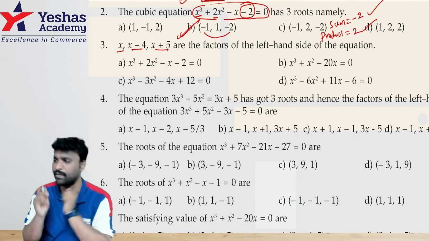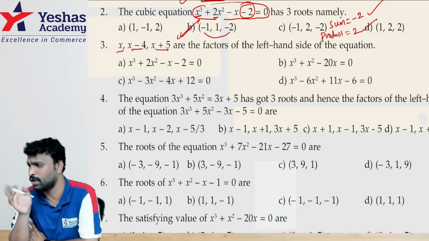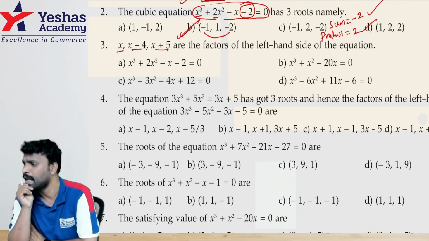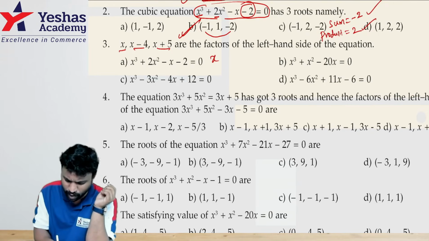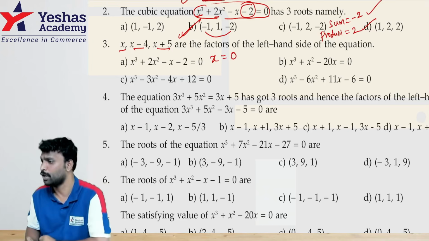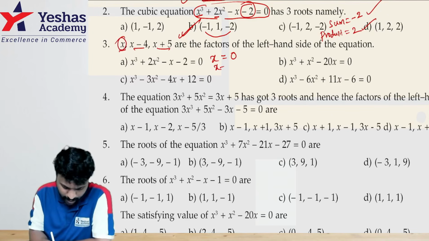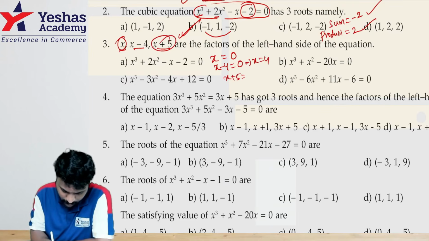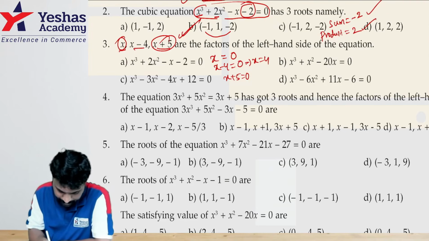x minus 4 and x plus 5 are the factors. So first of all, we find out the roots. Guys, whenever the factors are given, how do you find the roots? Everybody look at this. We must always equate the factor to 0 to find the roots. So there's x, equate it to 0. There is one more, x minus 4, equate it to 0. So x equals 4. And x plus 5, equate it to 0. So x becomes minus 5. So x is 0, 4 and minus 5.